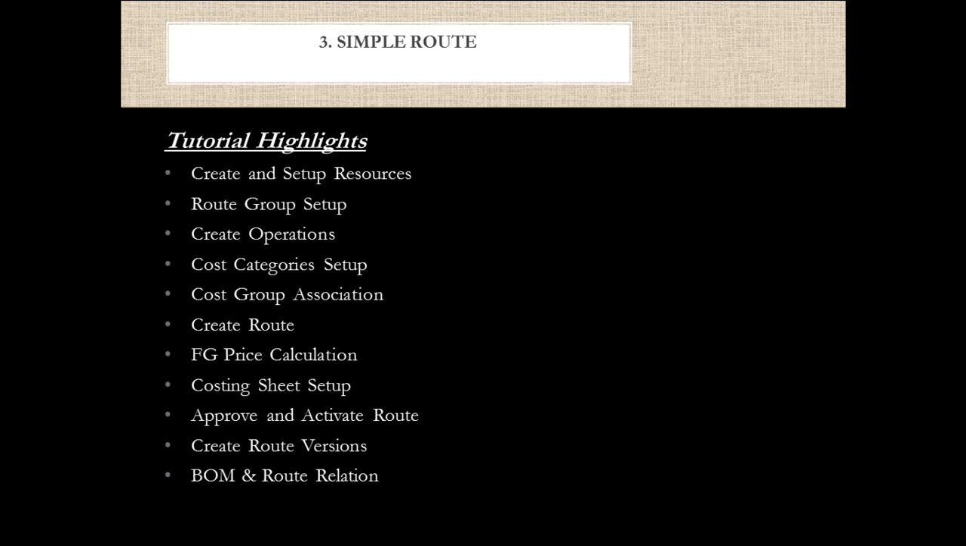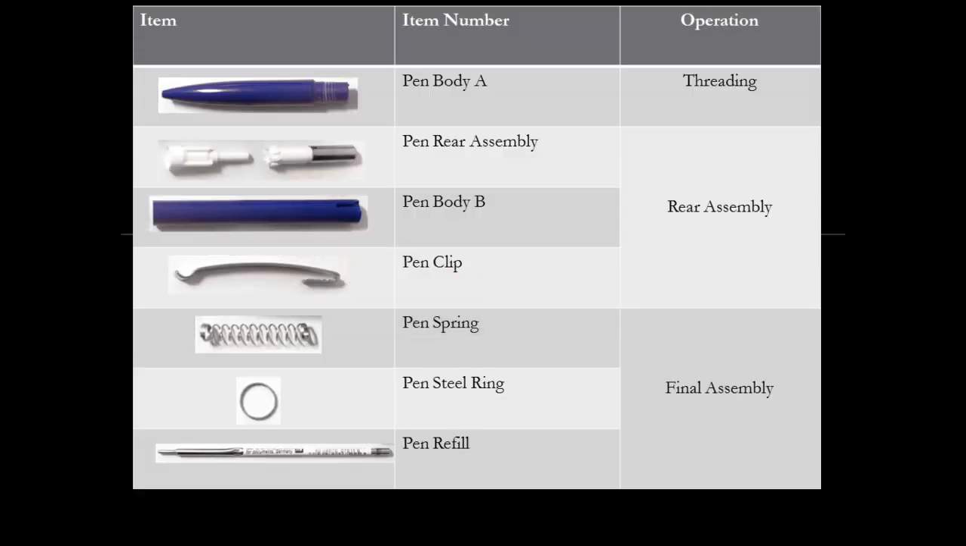So here in the FG price calculation, we will see a continuation of what we had seen in BOM calculation, which includes the labor costs apart from the material cost. So continuing with the example of a pen, the route would consist of three operations. One is the threading operation, second is the rear assembly operation, which includes the pen rear assembly, pen body B, pen clip, and the final assembly, which includes the assembly of all the parts.